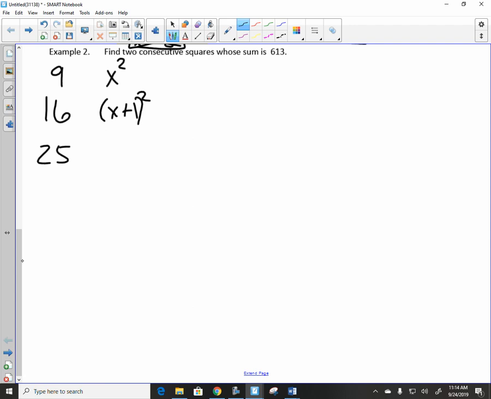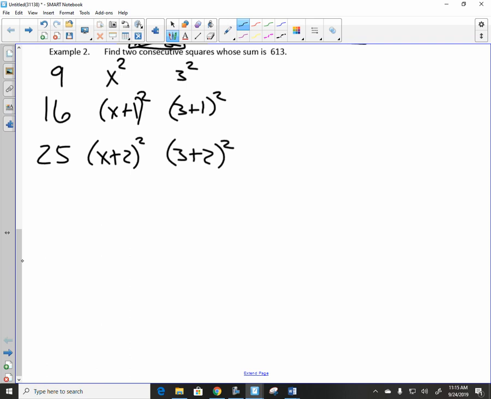So look at how this works. Look at what Shelby did. She said that this is 3 squared. This is 3 plus 1 squared. This is 3 plus 2 squared. So in order to get the consecutive one, you take x and you add something to it and then square it.